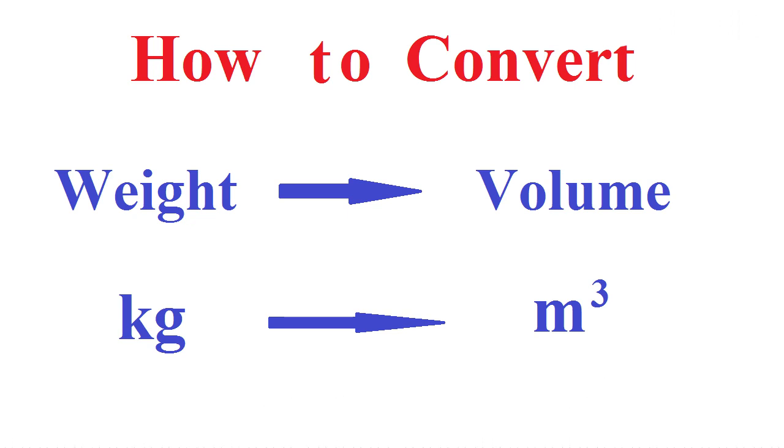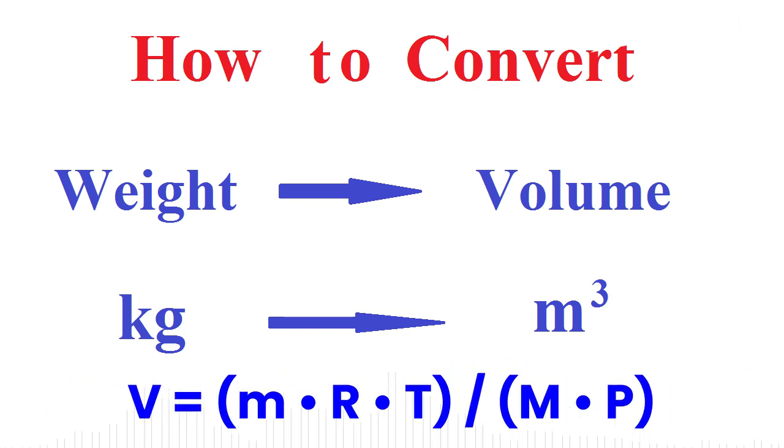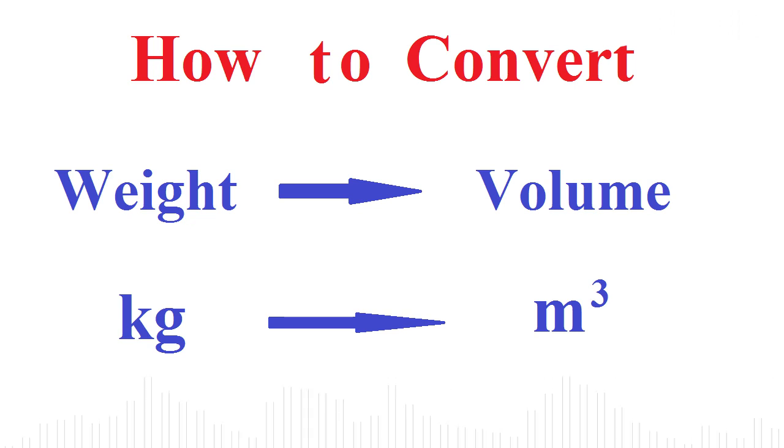Step 4. Measure the temperature in Kelvin, absolute temperature, of the gas with a thermometer. To do this, measure the temperature in degrees Celsius and add the number 273 to it. Use a manometer to measure the gas pressure in pascals. To find the volume of a gas, find the product of its mass by 831, the universal gas constant, and the gas temperature. Divide the result obtained by the molar mass of the gas and its pressure: V = mRT/(MP). In this case, the gas volume will be measured in m³.